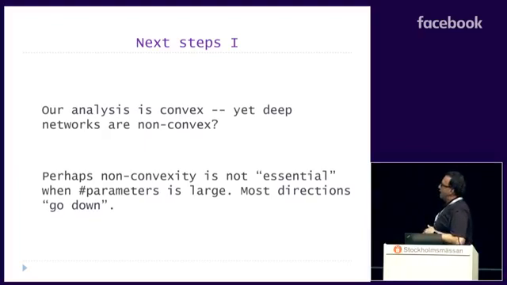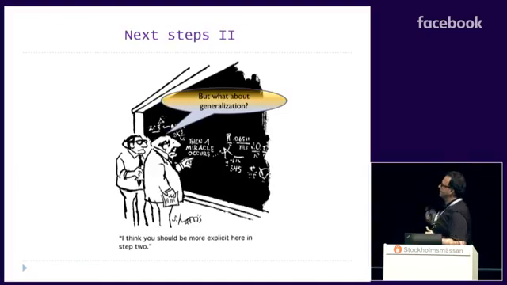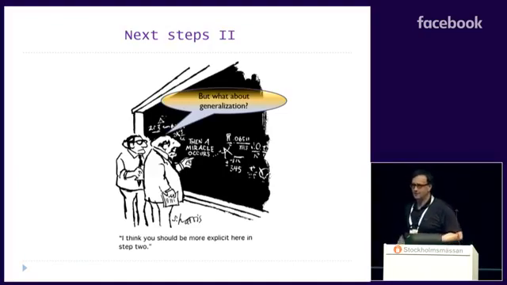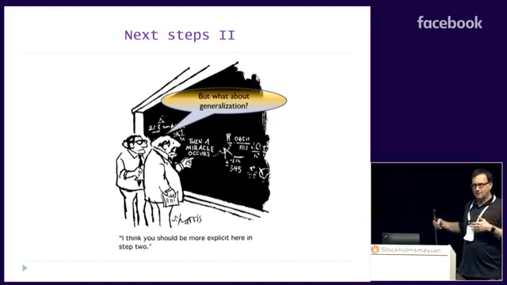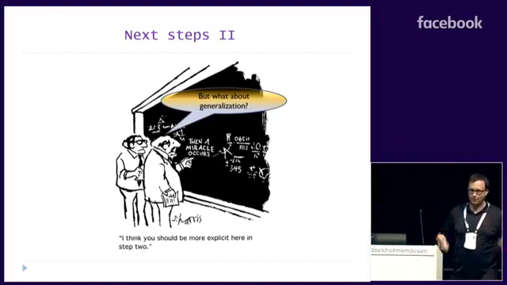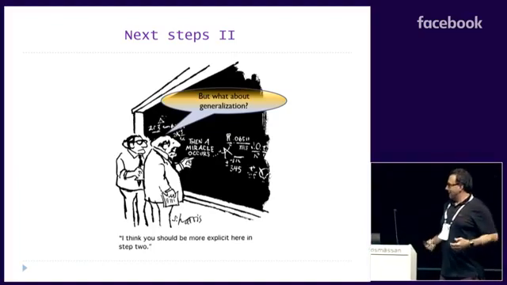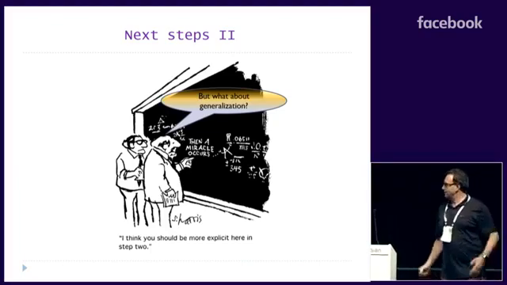And the second one, I'll leave you with this cartoon. There is a very important aspect of this that is missing, and a miracle occurs. What about generalization? And I'll use it as a plug for the work we have tomorrow. That's a very important point. And thank you.